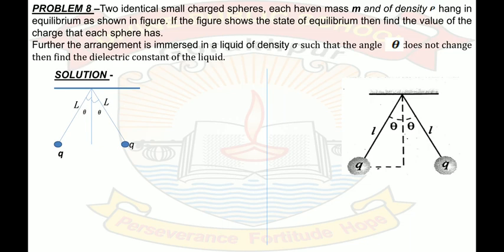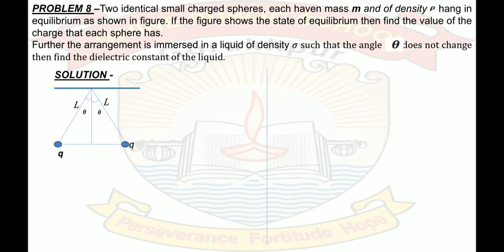Let the angle be theta. Now the given diagram is not required. We have made our own diagram. Let us remove that. Now what we need to find out is small q, and it is given that it is in equilibrium. Let us discuss the charge q. Its weight will be downward, it will be mg. The electrostatic force will be acting in this direction. Let this be F, and there will be a tension in the string. Let this be T.